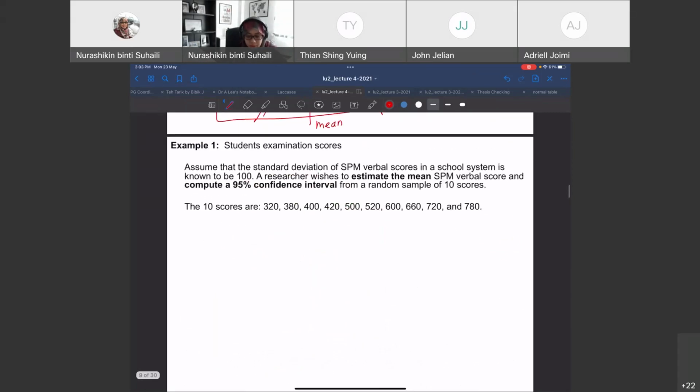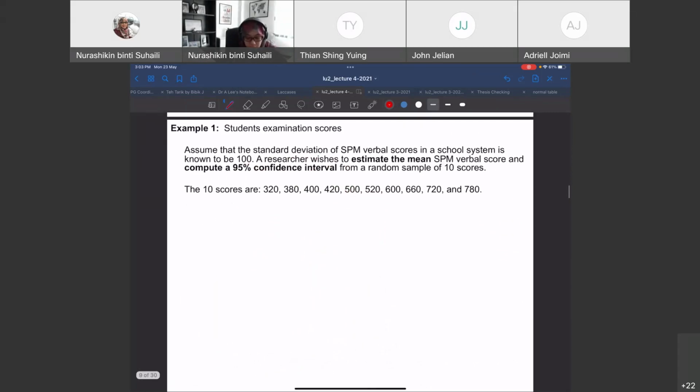Now let's have a look at one example and how to apply what we have understood from the rules. Assume that the standard deviation of SPM verbal scores in the school system is known to be 100. A researcher wishes to estimate the mean SPM verbal score and compute a 95% confidence interval from a random sample of 10 scores. The 10 scores are given as follows.